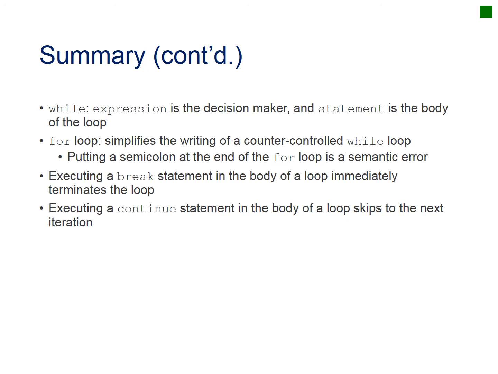In a while loop, the expression is the decision maker and the statement is the body of the loop. The for loop simplifies the writing of a counter-controlled while loop. Putting a semicolon at the end of the for loop is a semantic error. Executing a break statement in the body of a loop immediately terminates the loop. Executing a continue statement in the body of a loop skips to the next iteration.